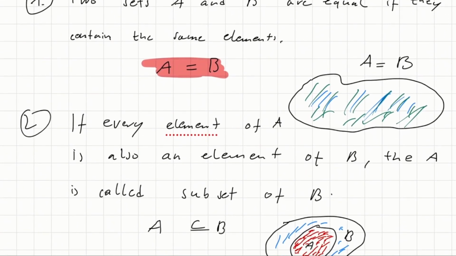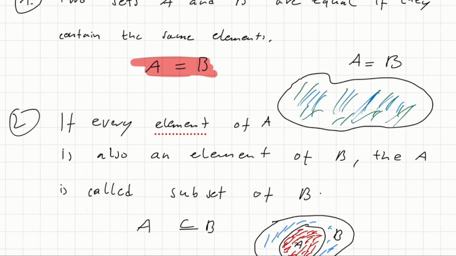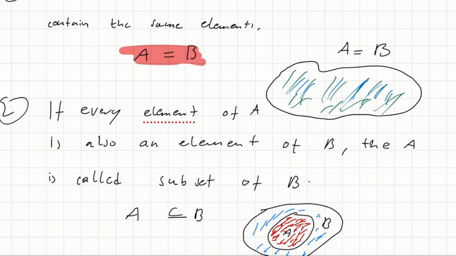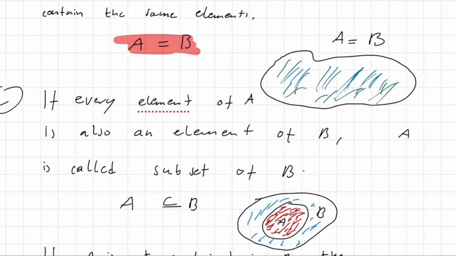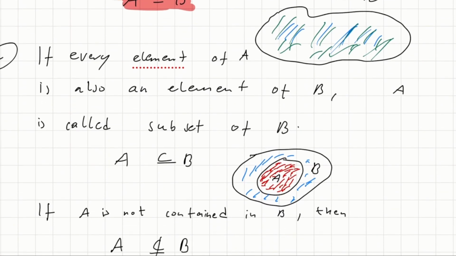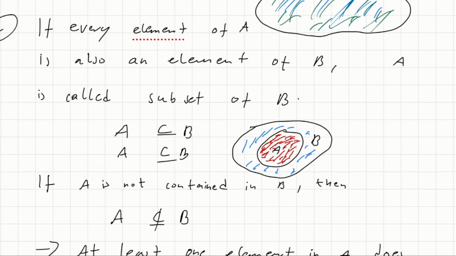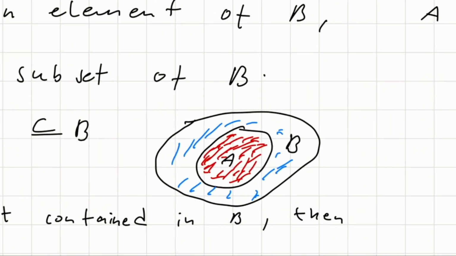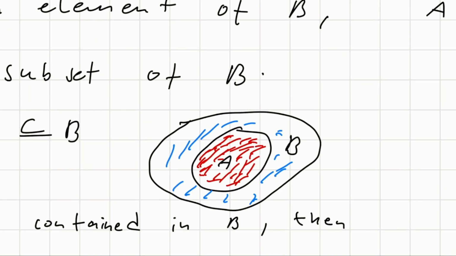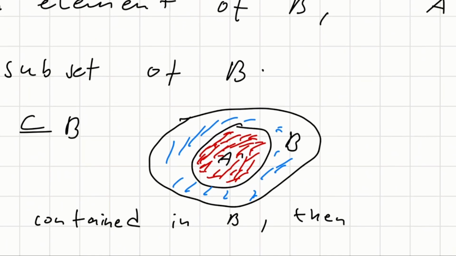Second definition: if every element of A is also an element of B, then A is called a subset of B. So A is part of B. You also often see this symbol instead of this. Normally it just means the same. People are just too lazy to write this. We can see this in the drawing. You see A is the red set, and B is the blue set. So A is part of B.